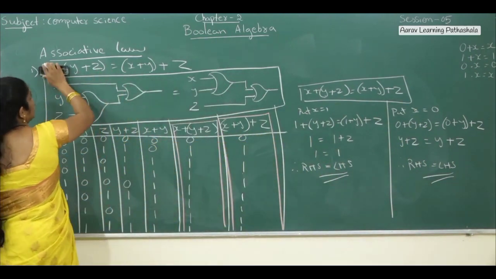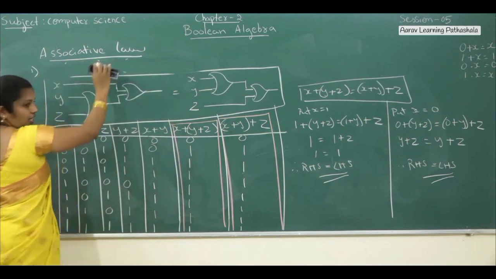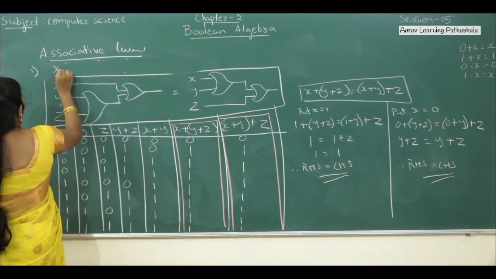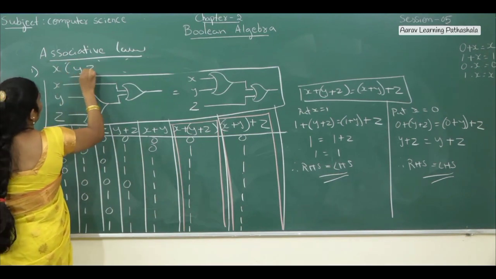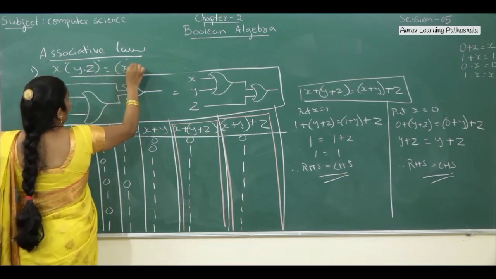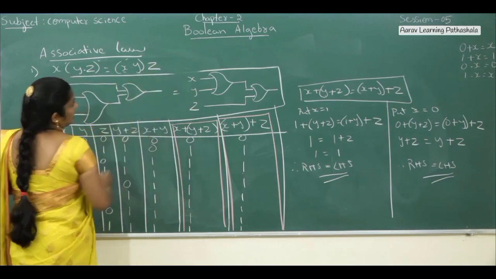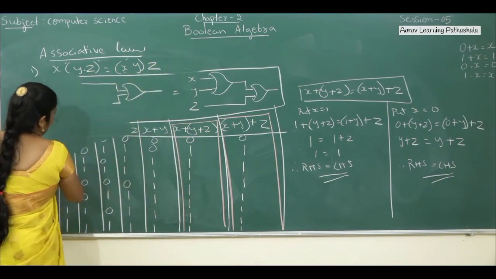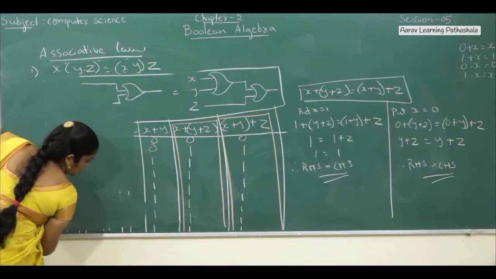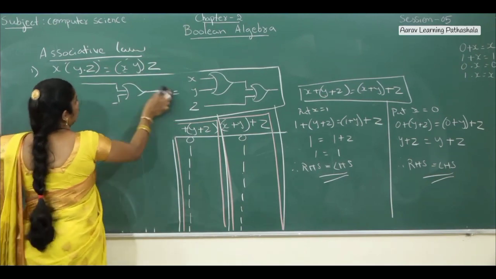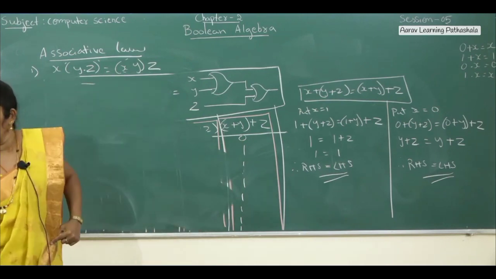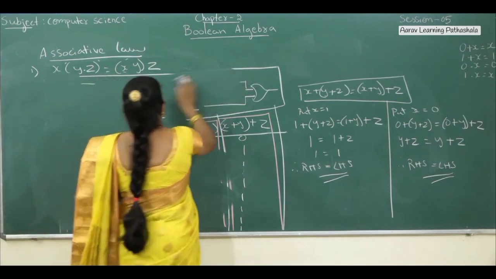Now, I will prove the next associative law. The second associative law states that x into (y into z) equals (x into y) into z. This is your second associative law. Now, we will prove that once again by using a circuit diagram as well as a truth table, and then by using the perfect induction method.